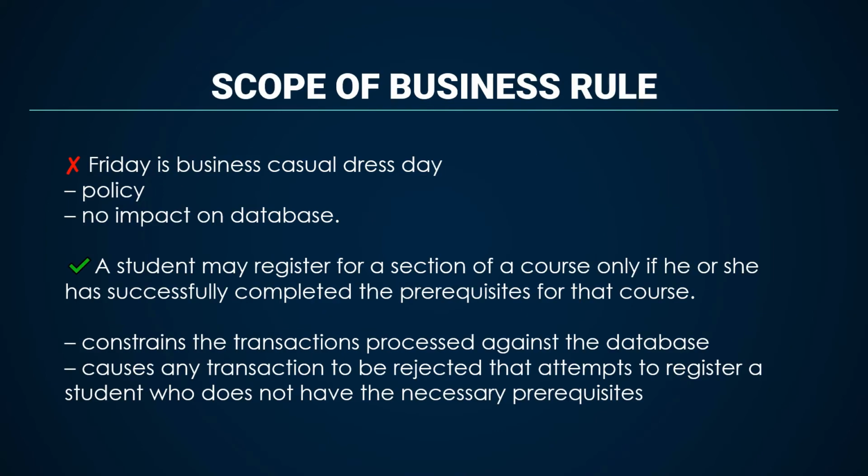Scope of business rule. Not all policies in an organization can be a business rule. In the first example, Friday is business casual dress day. Although this is a policy, it cannot be a business rule since it has no impact on the database. A student may register for a section of a course only if he or she has successfully completed the prerequisites for that course. This can be a good business rule since it contains the transactions processed against the database.